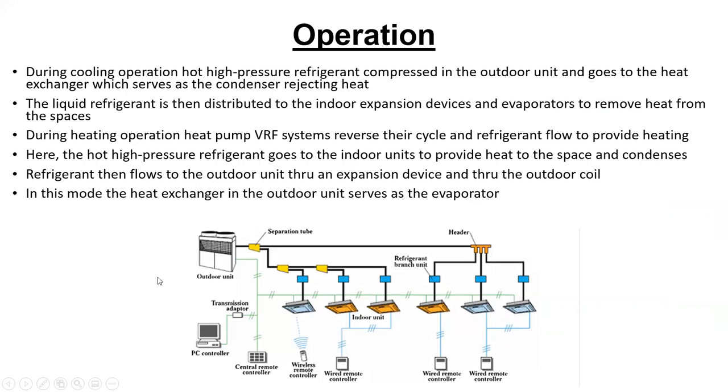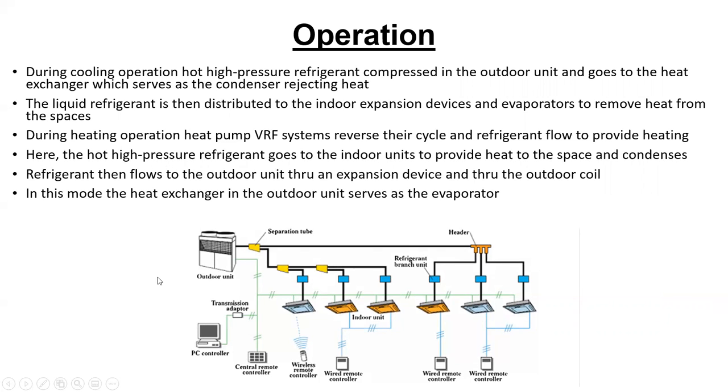Okay, operation. There's a picture. So you see an outdoor unit, separation tubes. It looks like 3 indoor units heating and 3 indoor units cooling, your refrigerant piping, refrigerant branch control units, all that sort of thing.